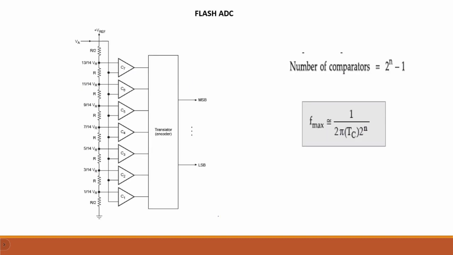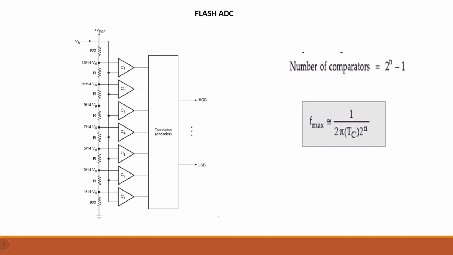Next, the third one is the flash A to D converter. The flash A to D converter is also called the fastest conversion of analog to digital form. Here we are using comparators and an encoder. The comparator will have two inputs. One is the analog input and another one is the reference voltage. The analog input is shared between all the comparators. So the number of comparators will be decided by the number of bits.